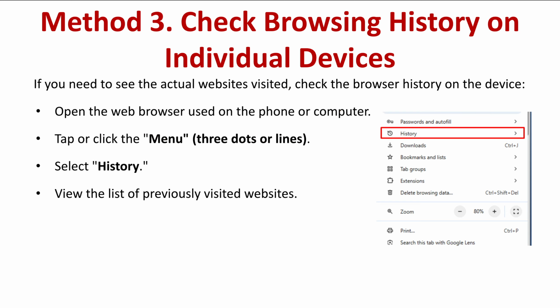Third one is check browsing history on individual devices. If you need to see the actual websites visited, check the browser history on the device. Open the web browser used on the phone or computer, tap or click the menu, then select history, and view the list of previously visited websites.